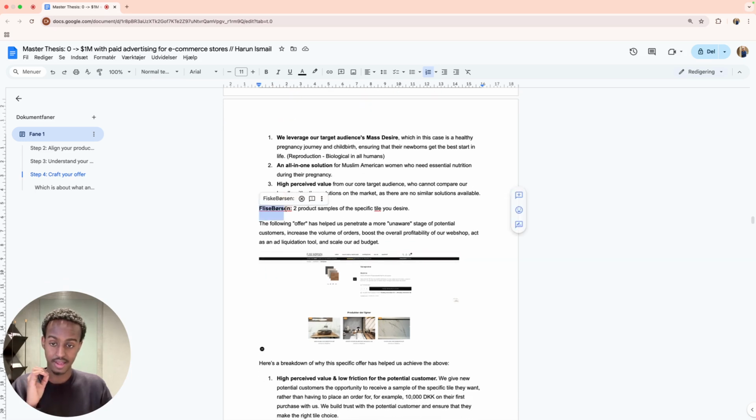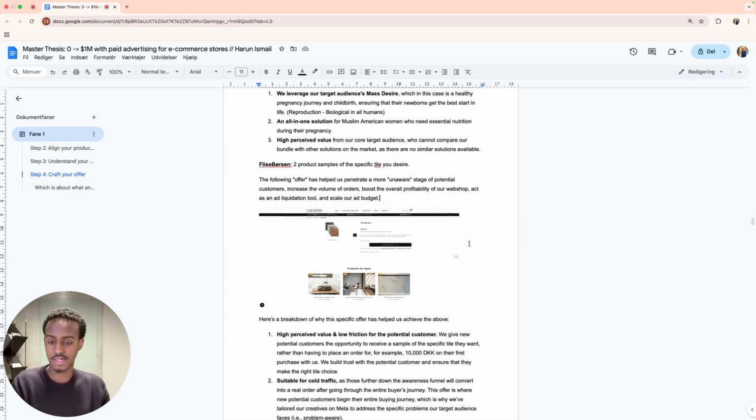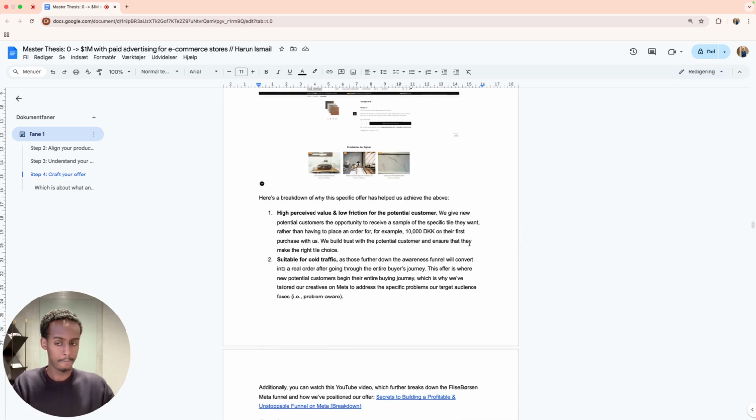Then we have a client of mine here in Denmark called Flisebørsen. They sell tiles, and what we did was make an offer that we call product samples, where you as a potential customer can get 2 product samples of the specific tile you desire for a really low fee. And the following offer has helped us penetrate a more unaware stage of potential customers, increase volume of orders, boost overall profitability of our webshop, and act as an ad liquidation tool to essentially help us scale our advertising budget.